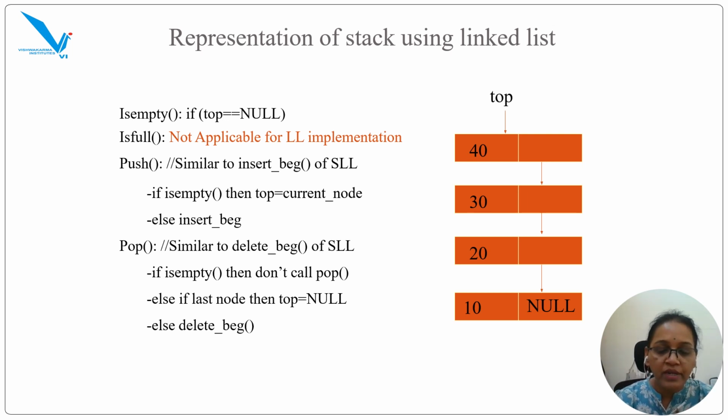Then the pop function is similar to delete beginning of single linked list. You are going to check if it is empty, then do not call the pop function. If the stack is already empty, we can't pop anything from it, so don't call it. Else, if the stack has some nodes, then one more condition: if the stack contains only one element, the last node, then pop that and say top is equal to null. Otherwise, you have to call the delete beginning function.